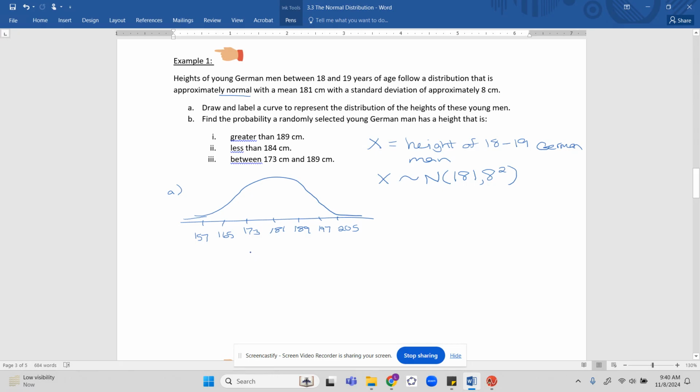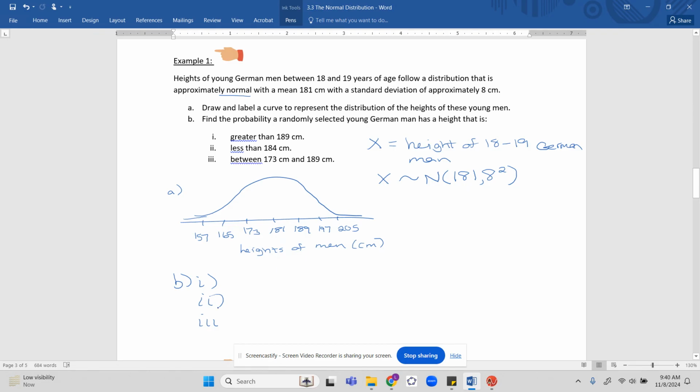Okay, and that's drawing and labeling the curve. I could label this down here as the heights of the men. I'm going to be lazy. Heights of the men in centimeters. All right, and then I'm going to write down part B, I, double I, and triple I. Those are all the probabilities that I'm going to calculate.